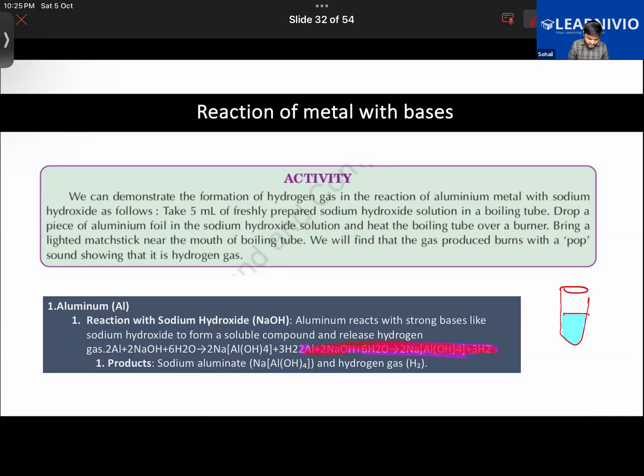What is this? This is 5 milliliter of sodium hydroxide. What is sodium hydroxide? Is it an acid or a base? It's an acid. How is it an acid? Oh, it's a base. It's a base now.